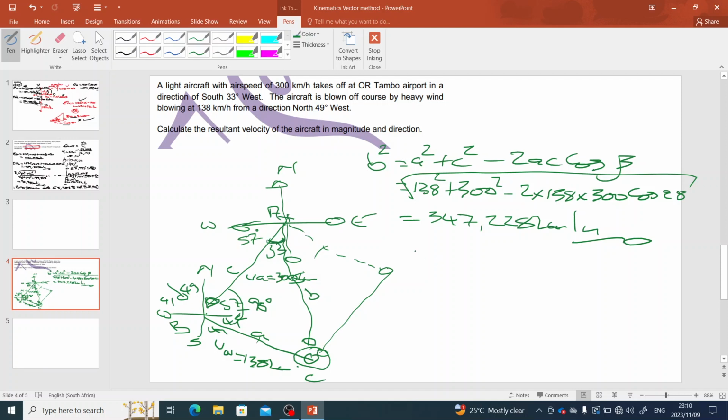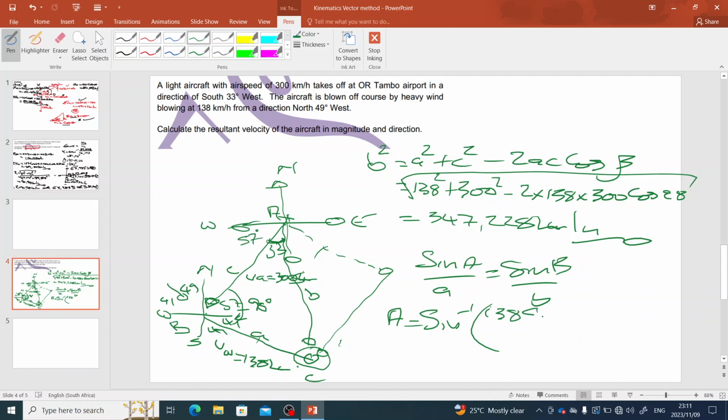We are looking for big A. If we are looking for a big A, then we'll be using the sine rule. Then it is sine A over a equals sine B over b. We are looking for A. It will be A equals the inverse of sine, open bracket, the a, it is 138 sine 98 divided by what we have calculated, 347.228.